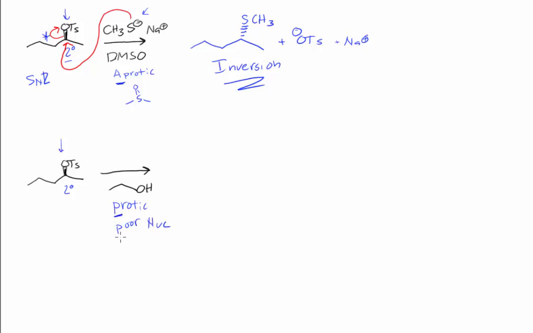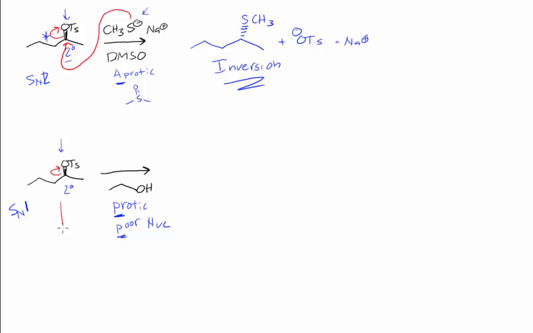So both of these, protic solvent, poor nucleophile, lead us to SN1. Remember that the nucleophile doesn't really play a role in the rate of an SN1 reaction, and thus we can use a poor nucleophile, we can use a good nucleophile. The rate will be the same. So the protic solvent will help us to favor the SN1 mechanism, which has that intermediate cation. It's more stable in a protic solvent.